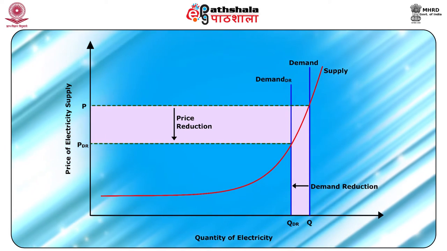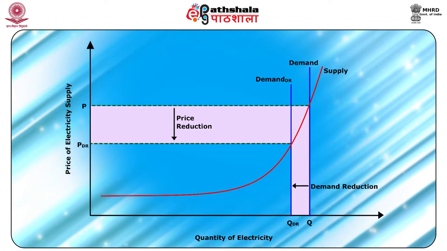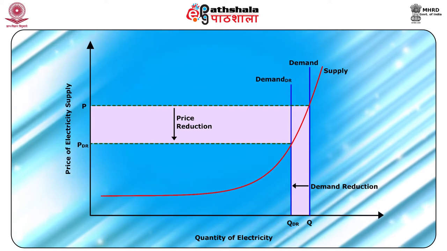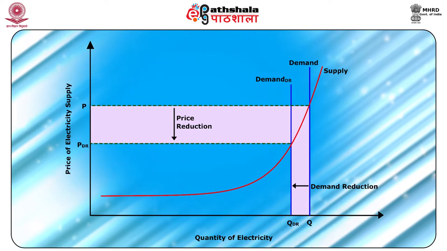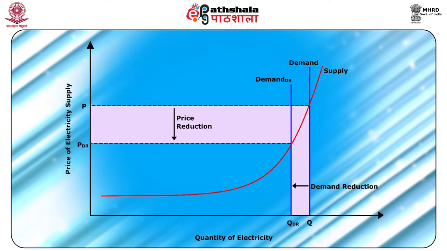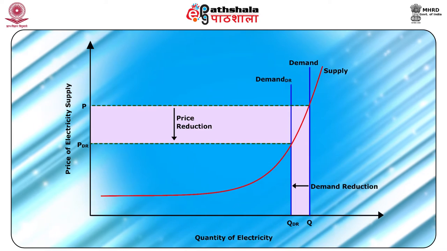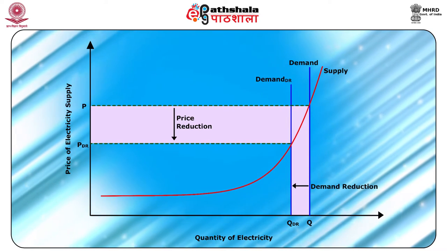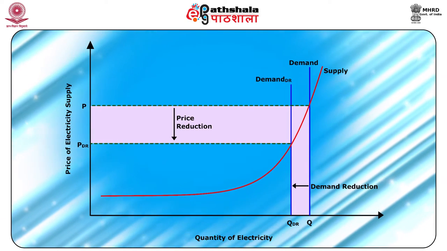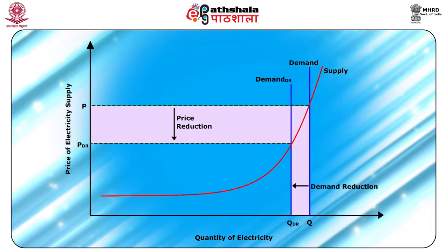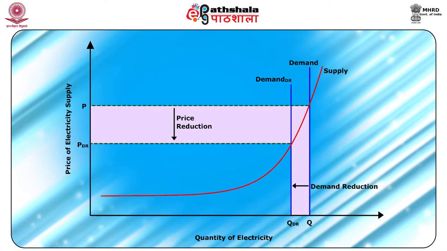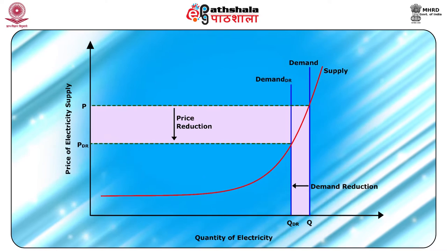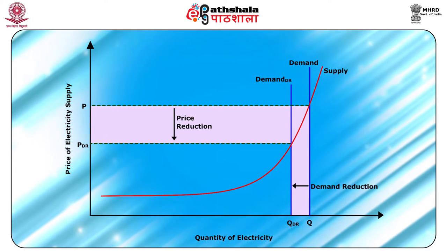Now at the peak load demand, which is shown by a demand curve to the right, what happens is that at the peak load the price would be P, which is much higher, and this would discourage people from demanding so much, so that there would be a price reduction towards PDR, which is lower. So this explains how the pricing of a commodity like electricity can be done with the help of peak load pricing.